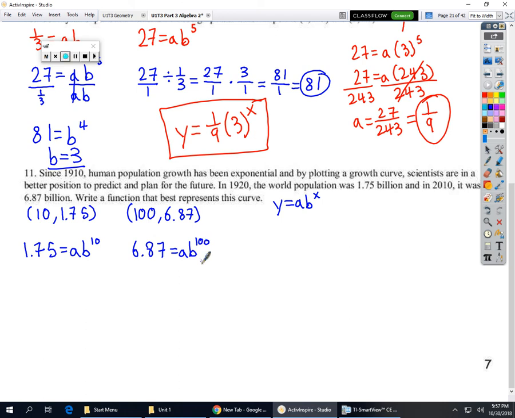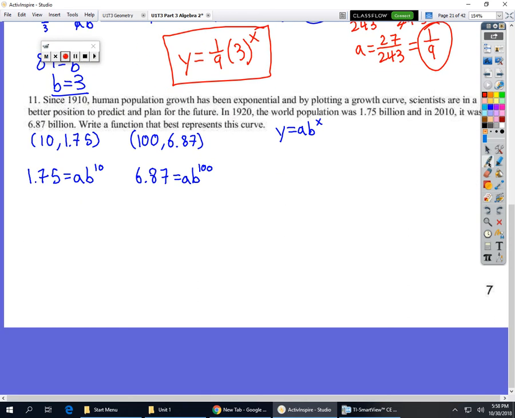Take the bigger equation, divide it by the smaller one. Let's move it up so I get a little bit more space. 6.87 equals AB to the 100th. I'm going to divide it by this equation here, 1.75 equals AB to the 10th. There we go. 6.87 divided by 1.75. I did this already. You get 3.926 equals. The a's cancel out. Awesome.